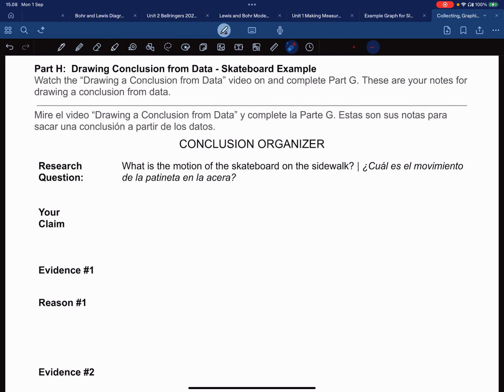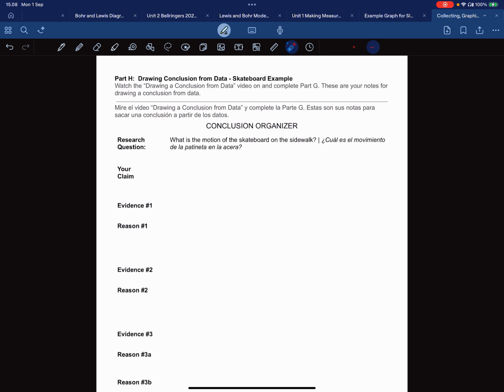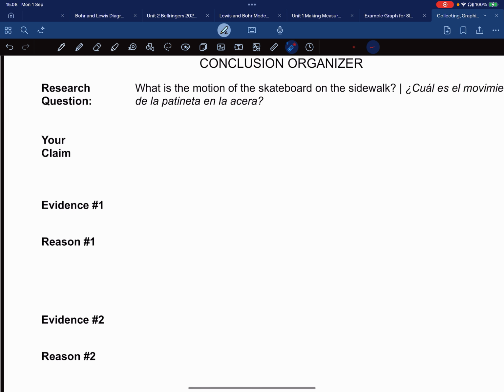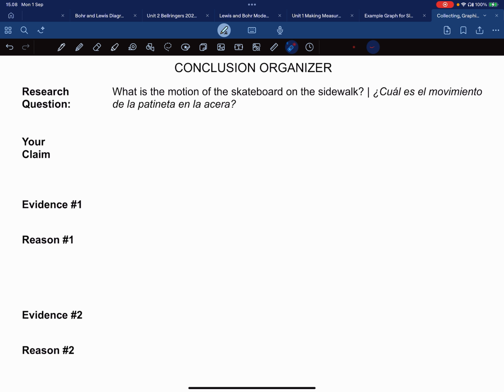All right, ladies and gentlemen. So here is the final drawing conclusion from data, the skateboard example. We're going to complete the conclusion organizer, and then we're going to write a conclusion over here. You're going to copy these down as your notes that you can then refer back to later when you're writing your own conclusion from the elastic band data.